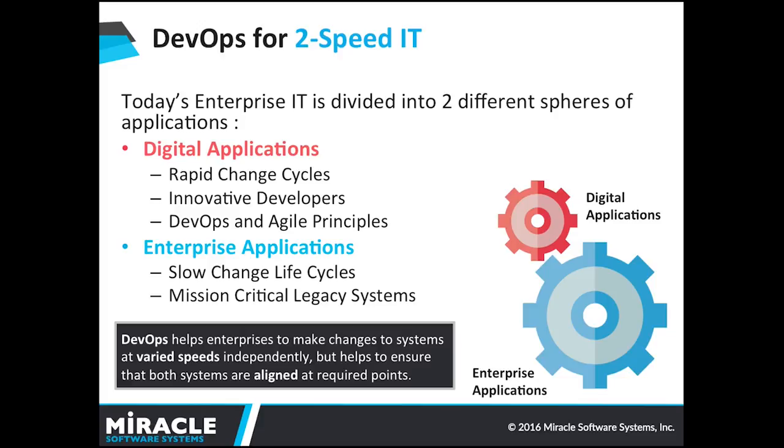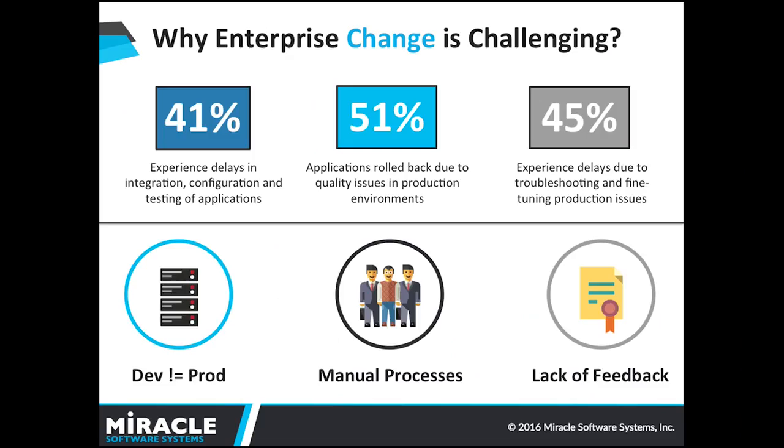two-speed IT world. And that's where we're talking about DevOps, because even though these digital applications and the enterprise or legacy applications are moving at different speeds, we have to make sure that both of them are aligned at a point so that they remain integrated with each other. And that's where it becomes so important to talk about how they can be monitored and worked with at different speeds, but at the same time be in sync with each other across varying deployment architectures, varying speeds, and varying agile and lean models as well.